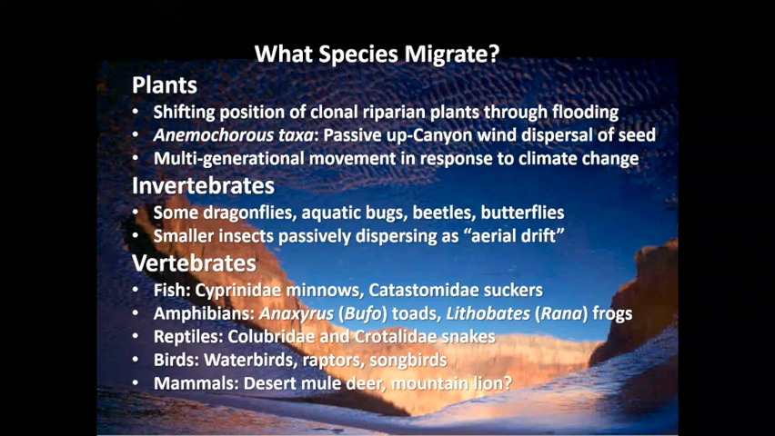And then many smaller insects like aphids, when they emerge in the winged form this time of year, disperse as aerial drift, acting very much like the seeds of the plants we were just talking about, being dispersed upstream and therefore being able to remain, in this case, in the river corridor that they require as habitat. And then among vertebrates, fish, amphibians, reptiles, birds, and mammals all have examples of migration here in northern Arizona.